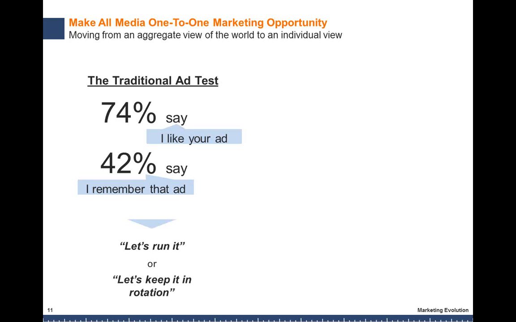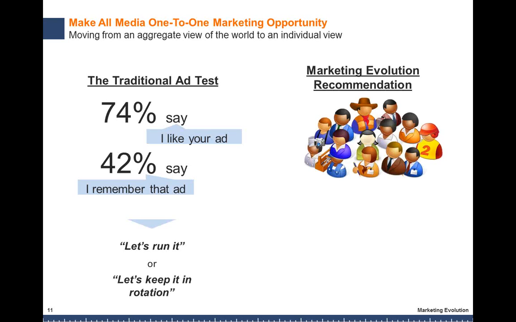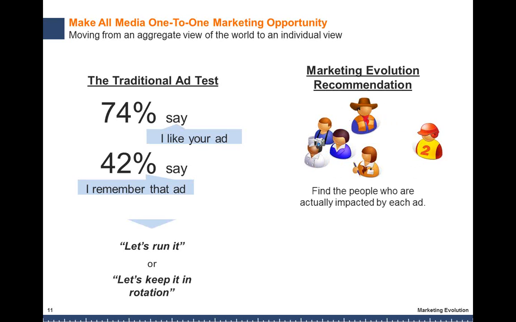And what we have found is that there's really a much more efficient and impactful way of thinking about creative rotation, which is to say that of that 74% of people who say they like your ad, or the 100% of people who've seen your ad, that's a pretty diverse group of people with different demographics, psychographics, different attitudes about your brand, about the category. And in that group of people, there are going to be people who actually respond much more favorably to different types of creative. So our goal is to find the people who are actually impacted by each ad.